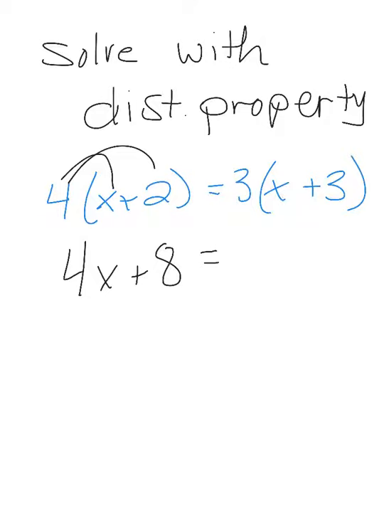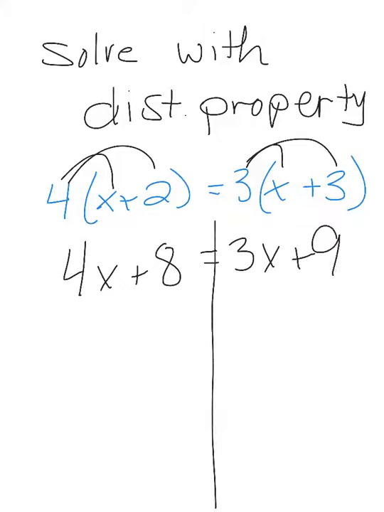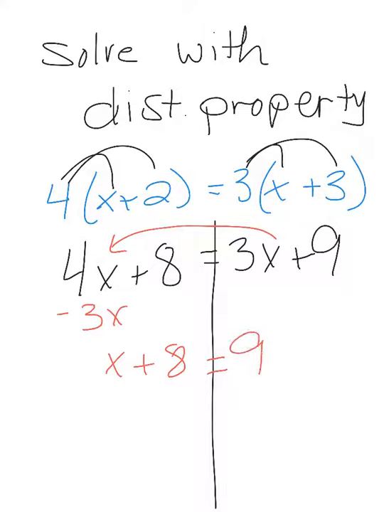So if I have 3 groups of x plus 3, I'm going to have 3 groups of x and I'm going to have 3 groups of 3, which is 9. So now, because my parentheses are gone, I can go ahead and solve for x like we usually do. So I'm going to get all my x's on one side, and I always move my x's to the larger side. So my 3x moves to my 4x, becomes a negative 3x. So I have x plus 8 equals 9.